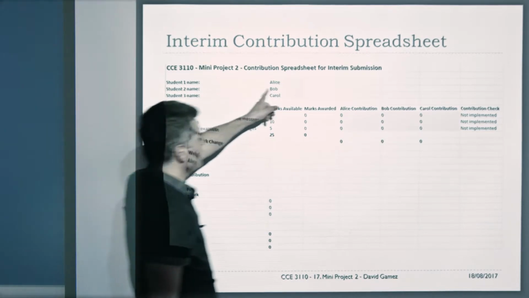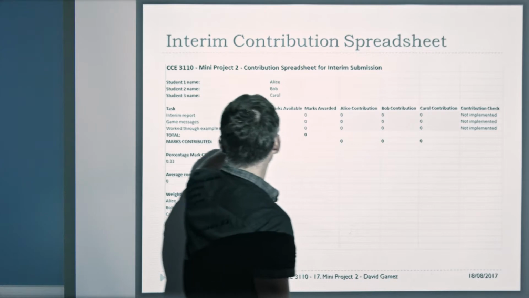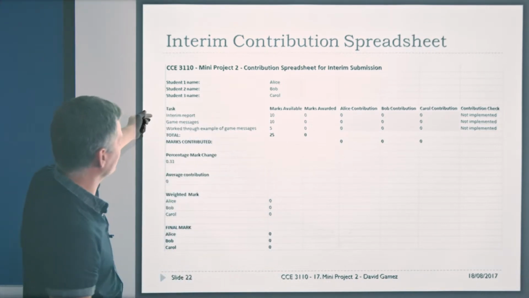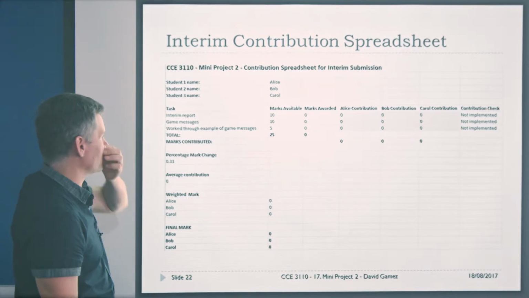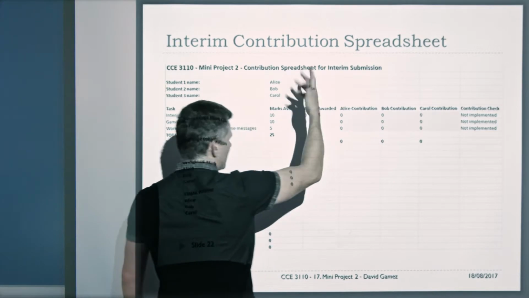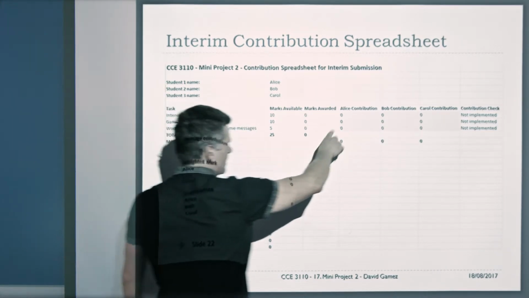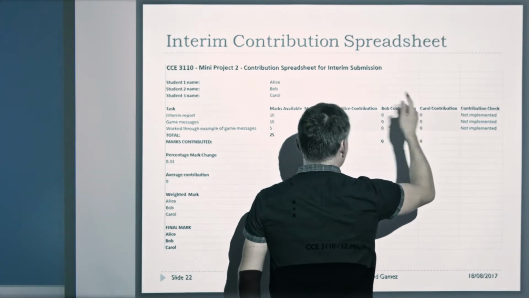So what you do is you put your name here, and then you put the contribution that you've made to each of the tasks. In the interim report, it's only got 3 tasks. You've got to write the report, you've got to design the game messages, and do a worked example of the game messages. And then when I mark your project, I'm going to put some marks here. And you should put here each of these 3 numbers. These 3 numbers should all add up to 1.